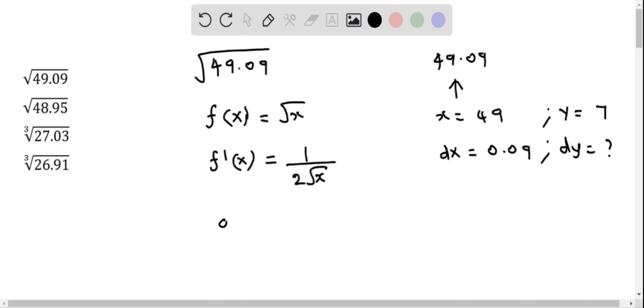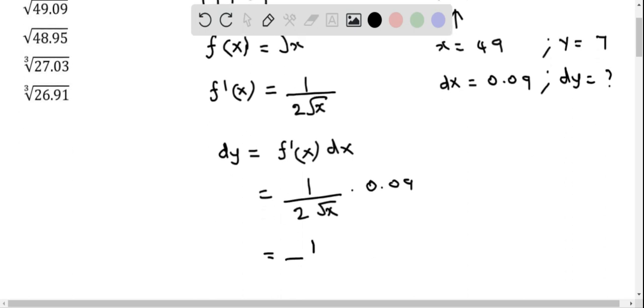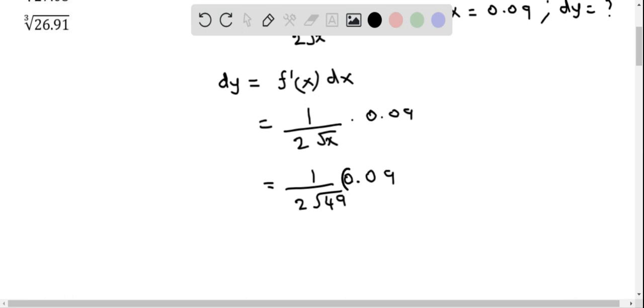We can find dy using this formula: the differential dy is given by f prime of x times dx. Let's substitute f prime of x. This is equal to 1 by 2 root x times dx, which is 0.09. Now let's substitute x equal to 49. So this will be 1 by 2 times square root of 49 multiplied by 0.09. This is equivalent to 0.09 divided by 2 times square root of 49, which is 7. So it's basically 0.09 divided by 14.